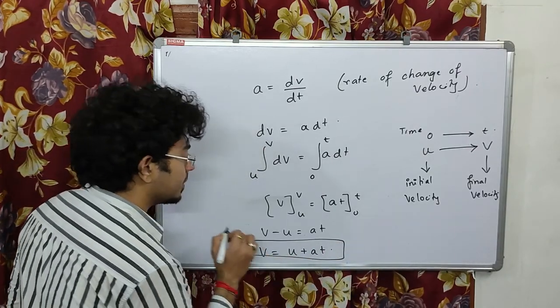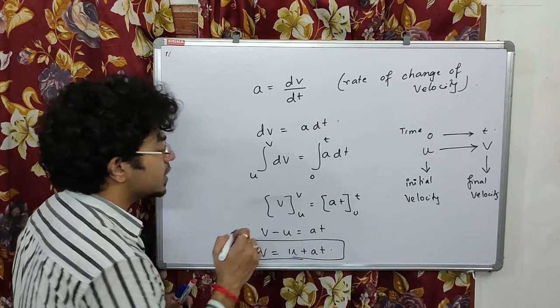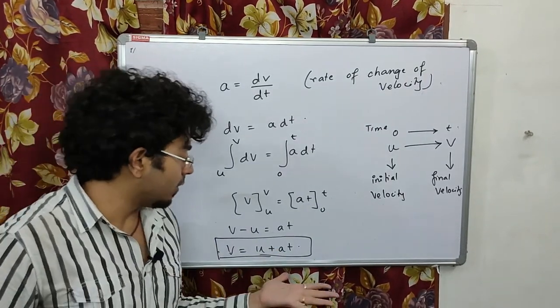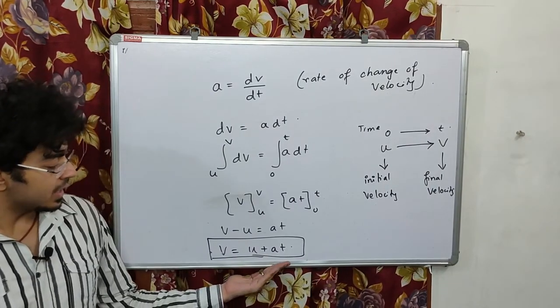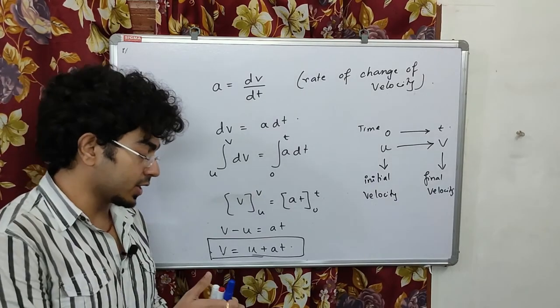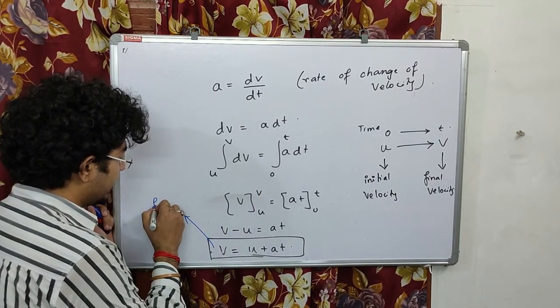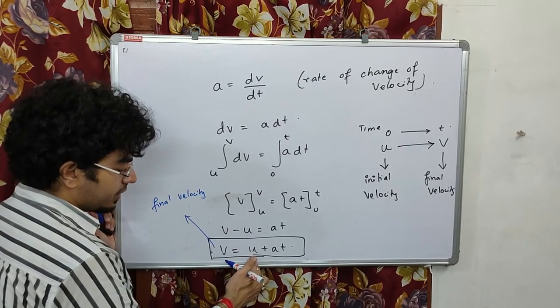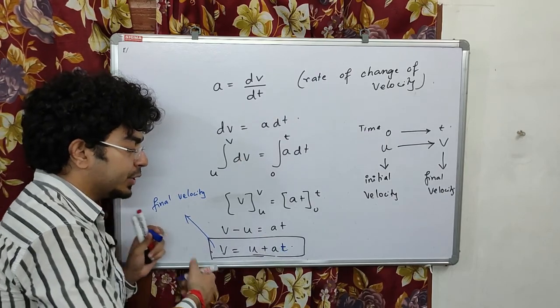So this becomes our first equation of motion, v is equal to u plus at. Here v is the final velocity, u is the initial velocity, a is the acceleration, and t is the time taken. How much time it took to accelerate.